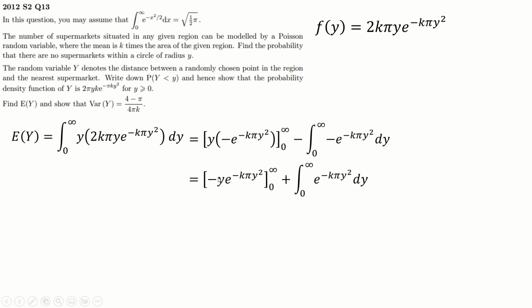So it's infinity times 0. So what does it go to? Well, the mark scheme just says you're allowed to say that it goes to 0. To prove that, you want to be doing L'Hopital's rule.